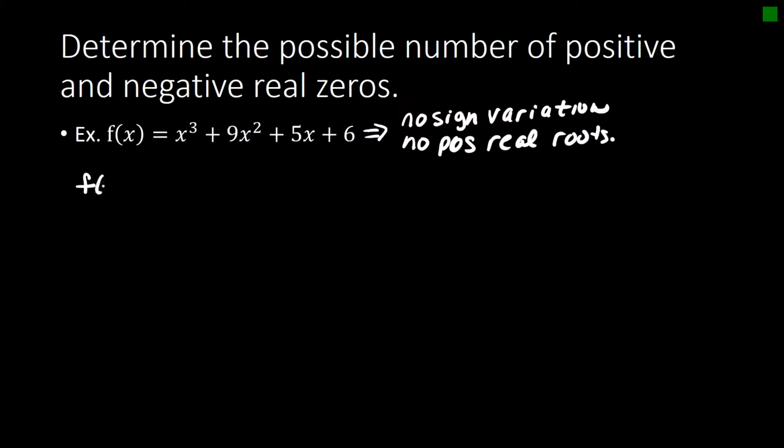Now, for the negative, let's look at f of negative x. If I do negative x cubed, then that's just negative x cubed. If I square negative x, then I just have x squared. So that's a positive 9x squared. If I put in negative x here for 5x, I'm going to have negative 5x and then plus 6. So let's look to see how many sign variations. I go from negative to positive, that's one sign variation. Positive to negative, that's another sign variation. And negative to positive, which makes 3 sign variations.